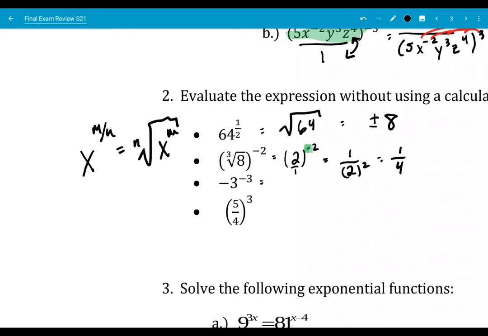Negative 3 to the power of negative 3. So negative 3 cubed is negative 27, because 3 times 3 is 9, 9 times 3 is 27, and 3 negatives is a negative. And then since there's a negative exponent, we wanted to take the reciprocal of that. So negative 27. Flipping that is negative 1 over 27.